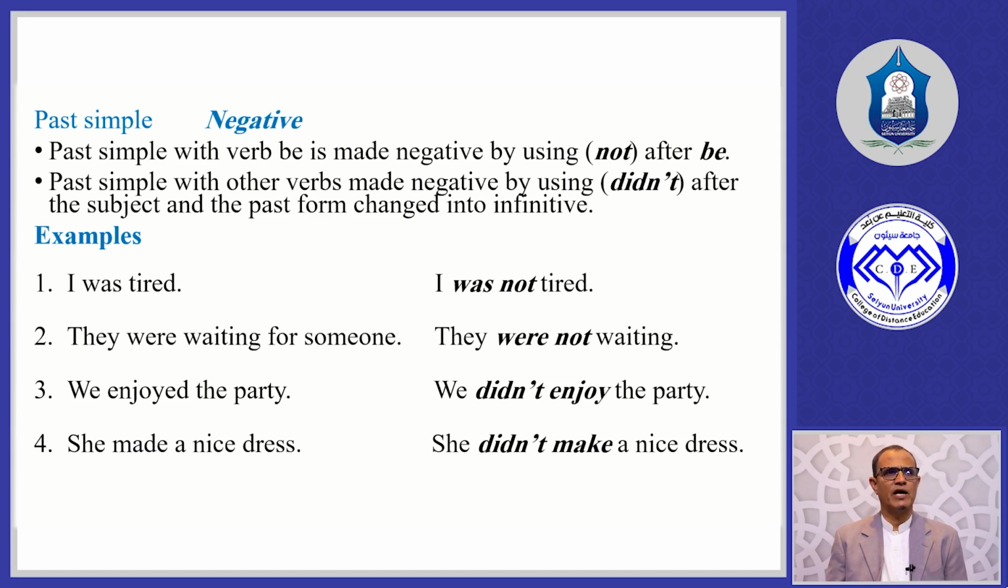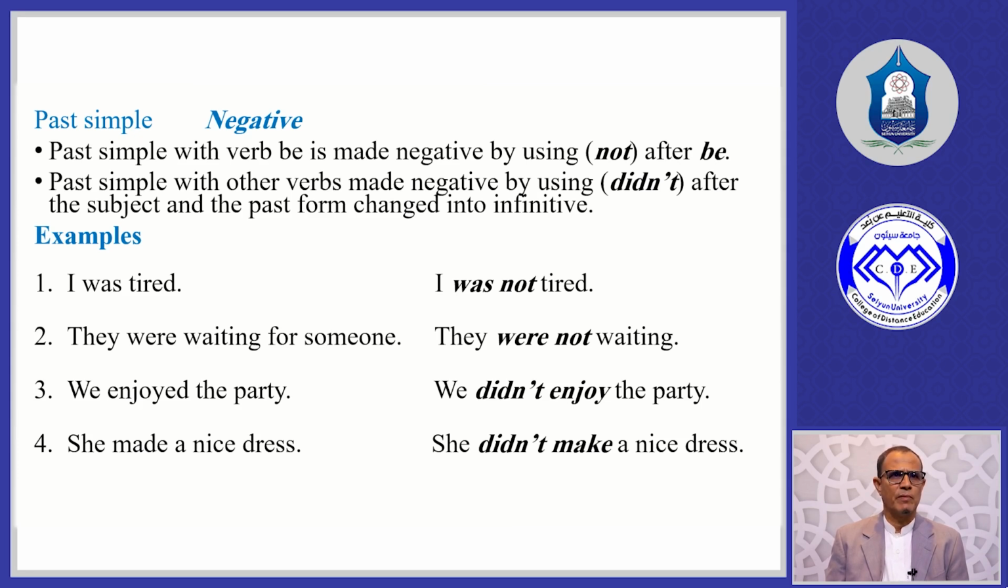In this one, number 1 and 2, we have verbs to be. In 1 and 2, we have verbs to be, I was, they were. So the negative will be I was not, they were not. So this is an easy formation. How do you make negative for the sentences of verbs to be?